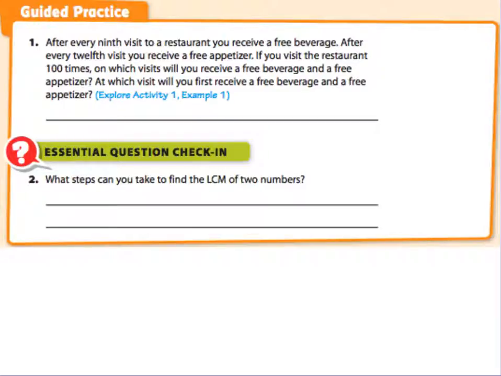Here you only have 2 guided practice questions. You have a word problem, so don't forget to do your ride. And then, what steps can you take to find the LCM of 2 numbers? I want you to explain what you would do with the listing method and how you would use the ladder method to do that as well.